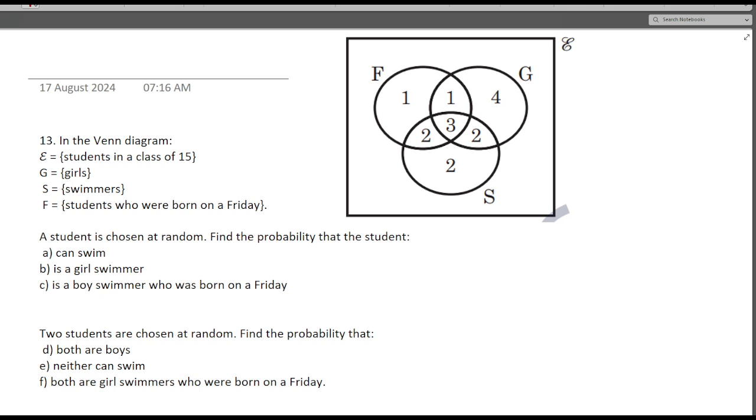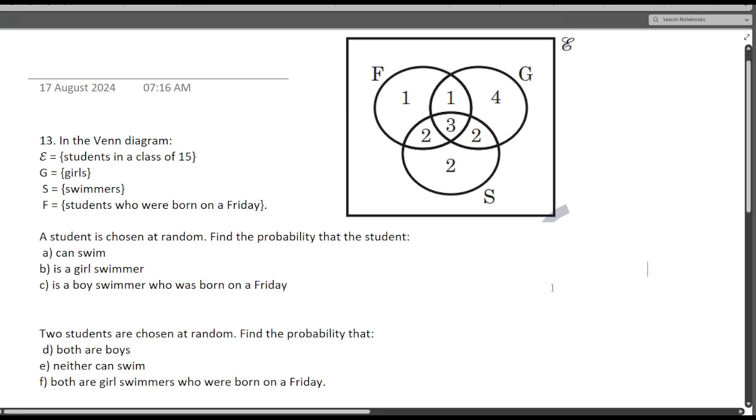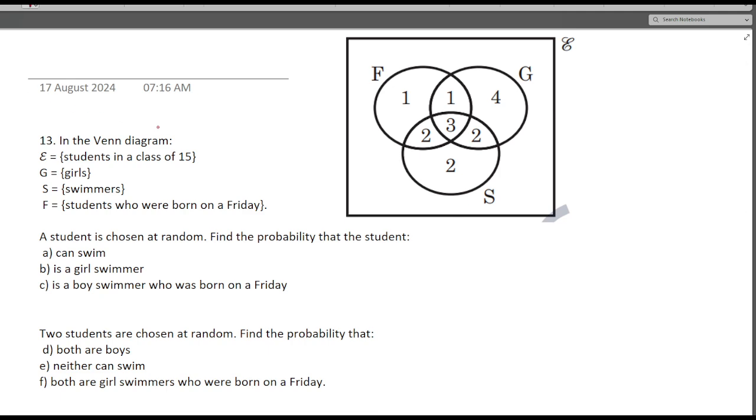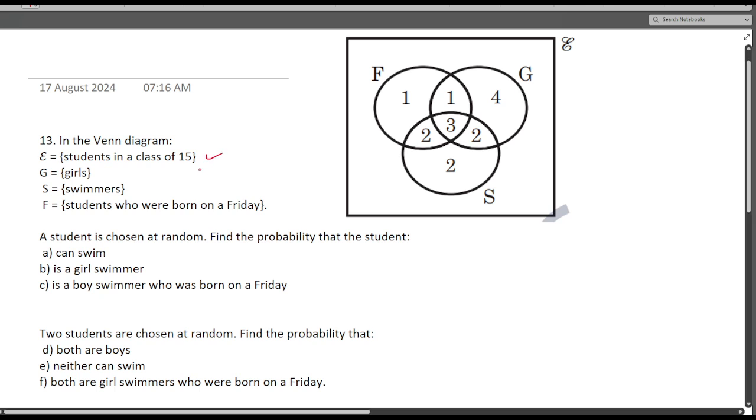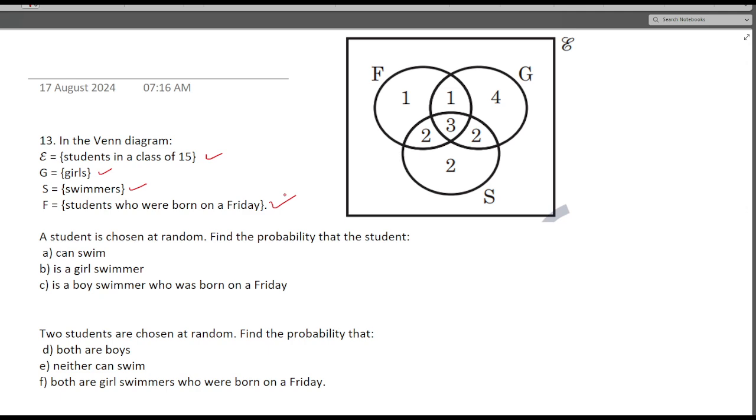Now a problem related to Venn diagram. 13th question. The universal set is the set of students in a class of 15. G is a set of girls. S is a set of swimmers. F is a set of students who were born on Friday. Now, a student is chosen at random. Find the probability that the student can swim. We have to find the probability that a student can swim.